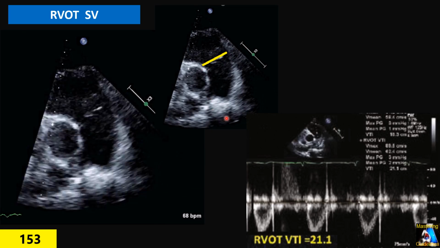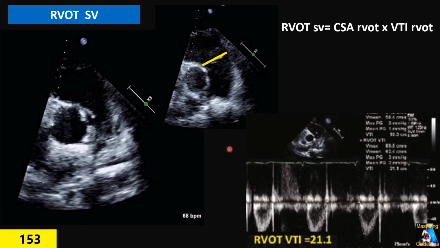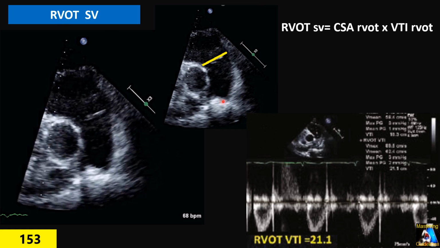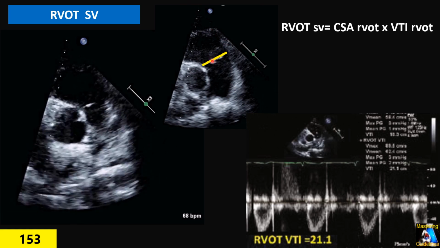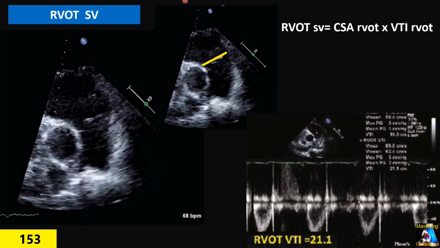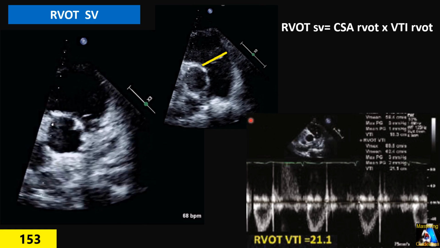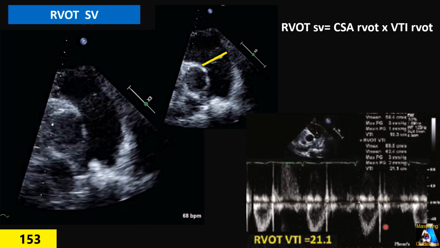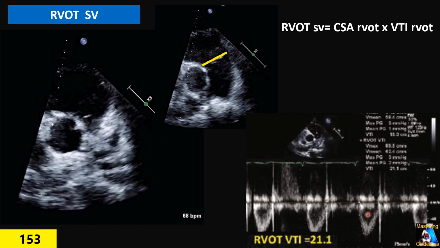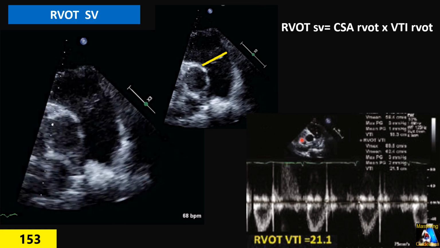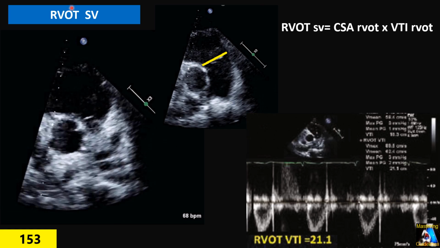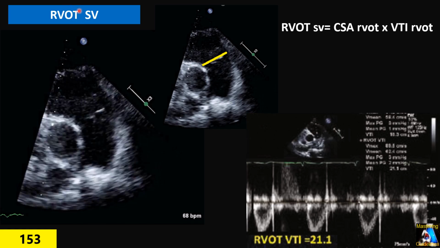When you measure the diameter, the machine gives you the area of the RVOT. Then in the same view, we put pulse wave Doppler exactly at the same spot, making sure it's parallel to the direction of flow, and it gives us the envelope. When we have the envelope, we measure the VTI of the RVOT pulse wave Doppler. Then the machine automatically calculates for us the stroke volume of the right ventricular outflow tract.